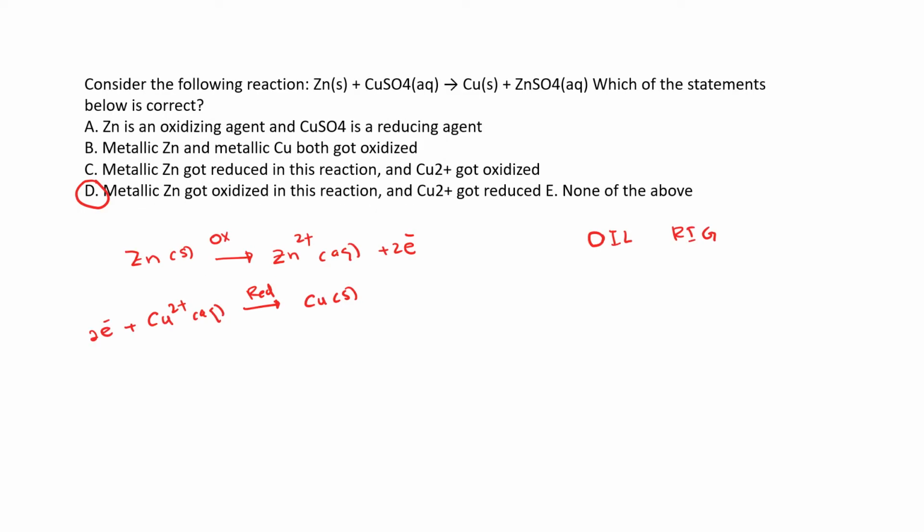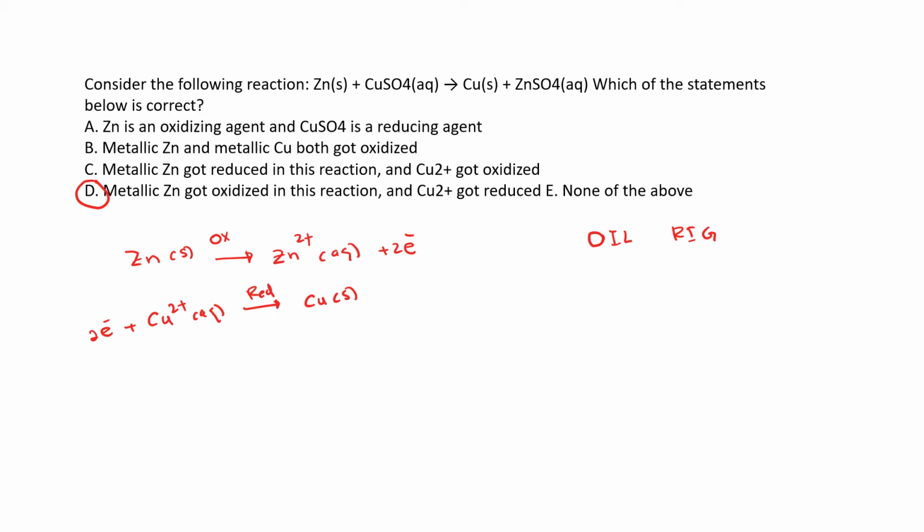So consider the following reaction. Zinc and copper sulfate gives copper, the metal, and zinc sulfate. Which of the statements below is correct? So this is asking which undergoes oxidation and which undergoes reduction, and which one is the oxidizing agent and which one is the reducing agent. So remember, in this case, OIL RIG: oxidation is loss, reduction is gain, and we are talking about electrons here. So let's take zinc.